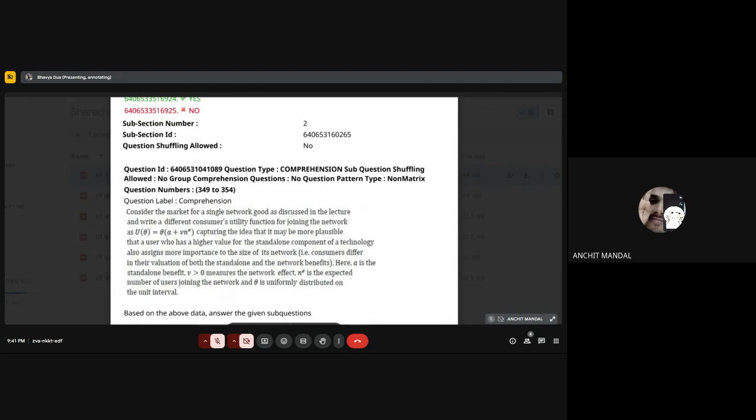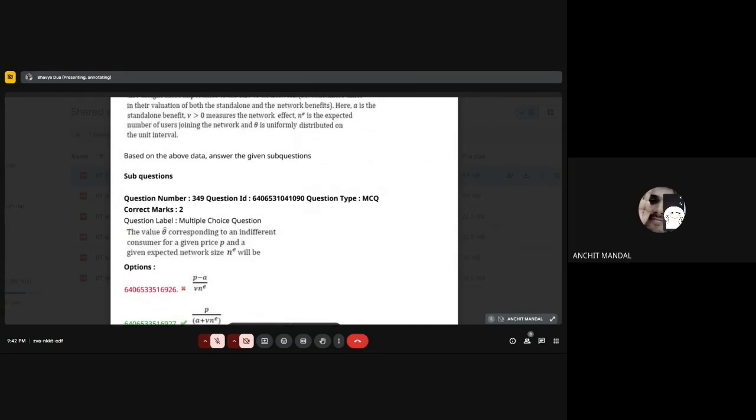So we have A as the standard benefit, B measures the network effect, and NE is the expected number of users joining the network. Theta is uniformly distributed on the unit interval. The question we have is theta corresponding to an indifferent consumer for a given price P and a given expected network of size N. This is a theoretical concept which is directly picked up from the lecture.